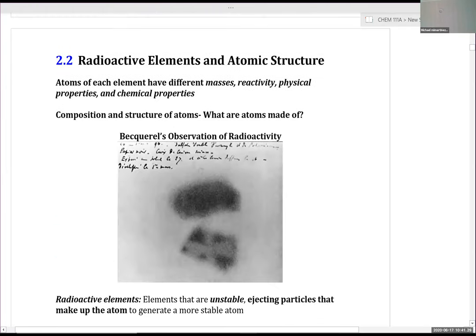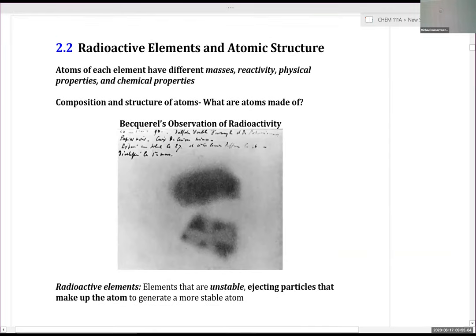Okay, so let's delve now into our introduction to chapter 2, which is the idea of radioactive elements and how these radioactive elements have provided us an insight into atomic structure. Atoms of each element have different masses, reactivity, physical properties, and chemical properties. So that begs the question, what is different about each of these different elements? What is different structurally about different elements?